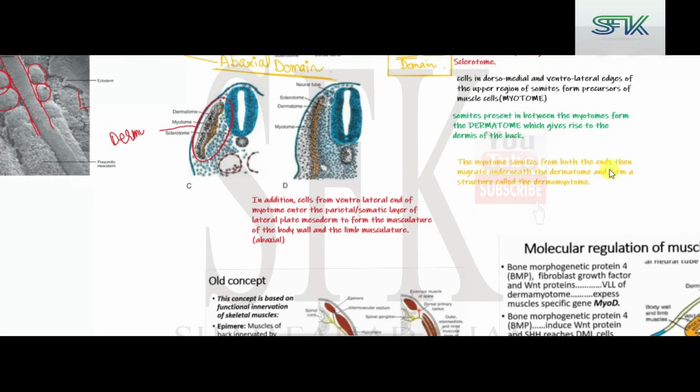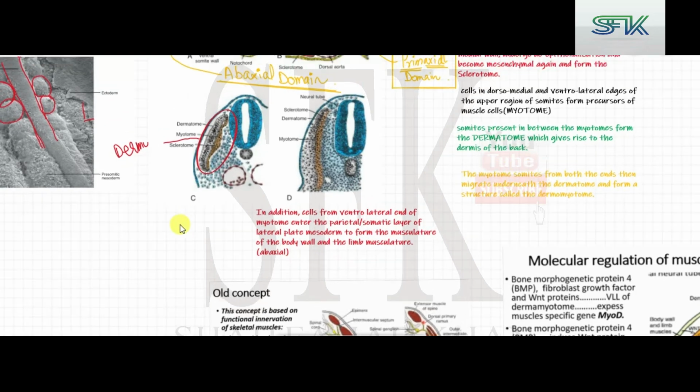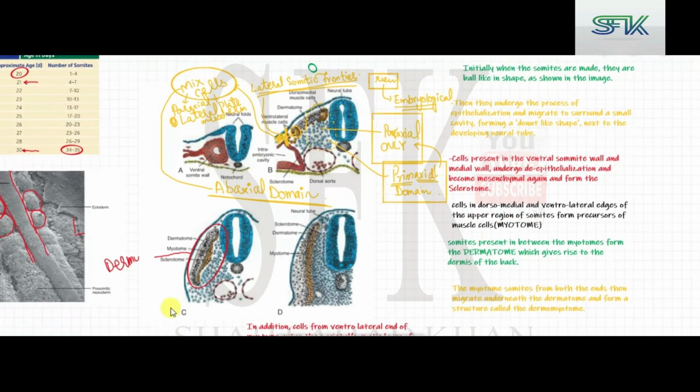And then the myotomes, the somites, form both the ends. From the ends, they migrate underneath the dermatome, forming the dermomyotome. Dermomyotome is made this way right over here. We've labeled it. Then in addition, the cells from the ventrolateral end of the myotome migrate into the parietal or somatic layer of the lateral plate mesoderm to form the musculature of the body wall and the limb musculature. That region is known as the abaxial mesoderm or abaxial domain.